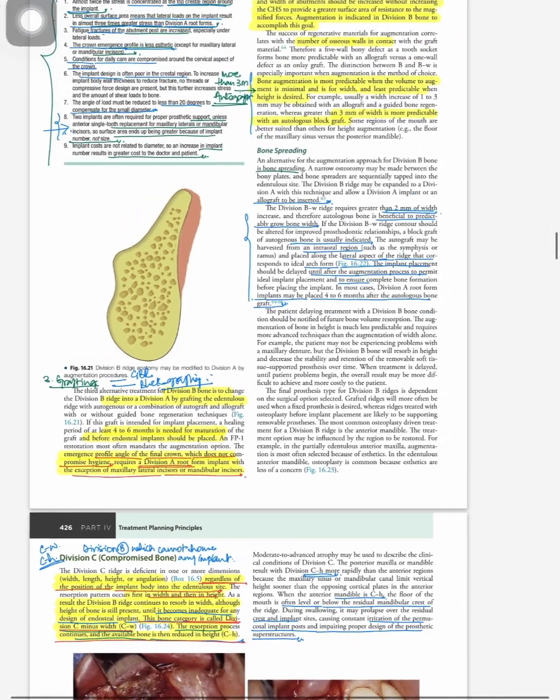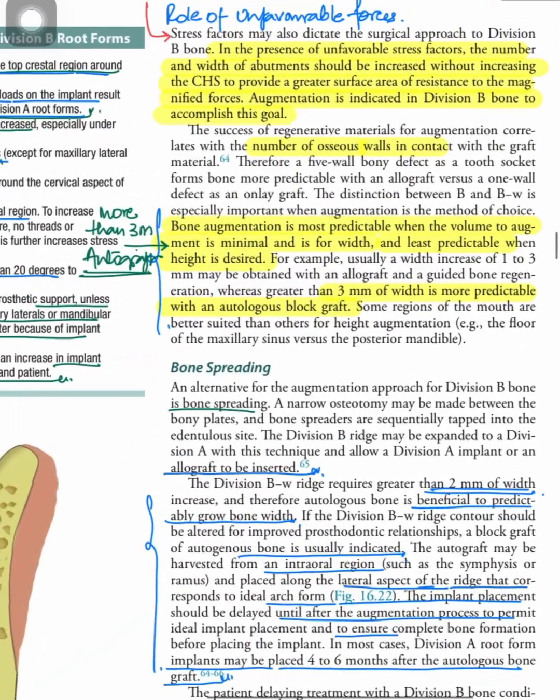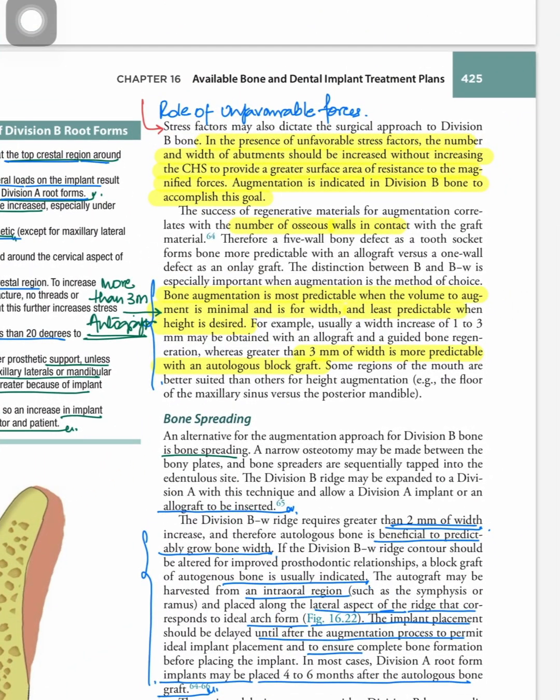Okay, so looking at this paragraph, this is the importance of reading from a textbook. You develop these decision making abilities. So when you see a division B bone, you know what type of treatment approach you should use. Should I go for a block graft, or should I use the GBR technique? So see how beautifully it is given.